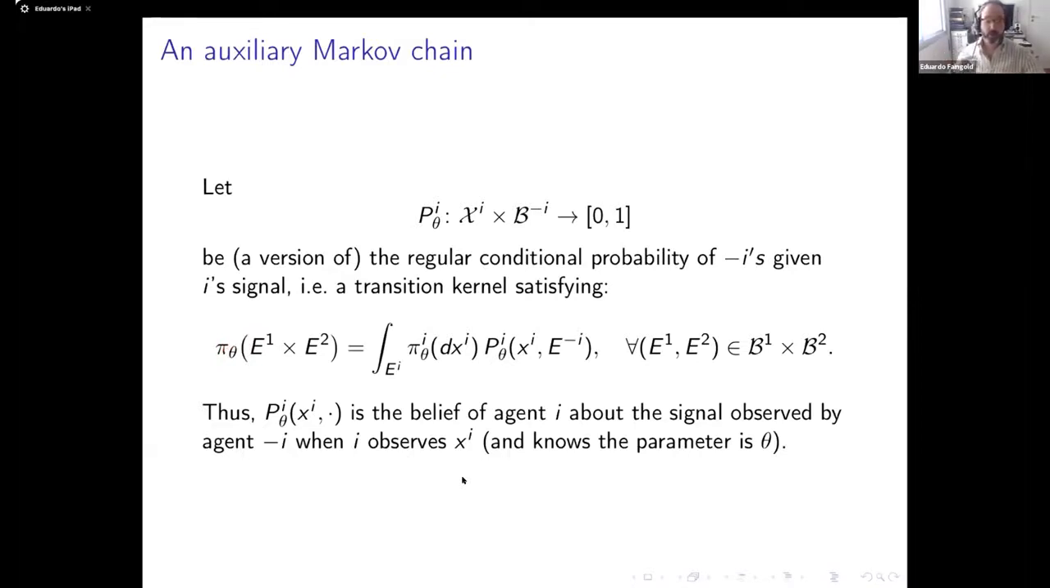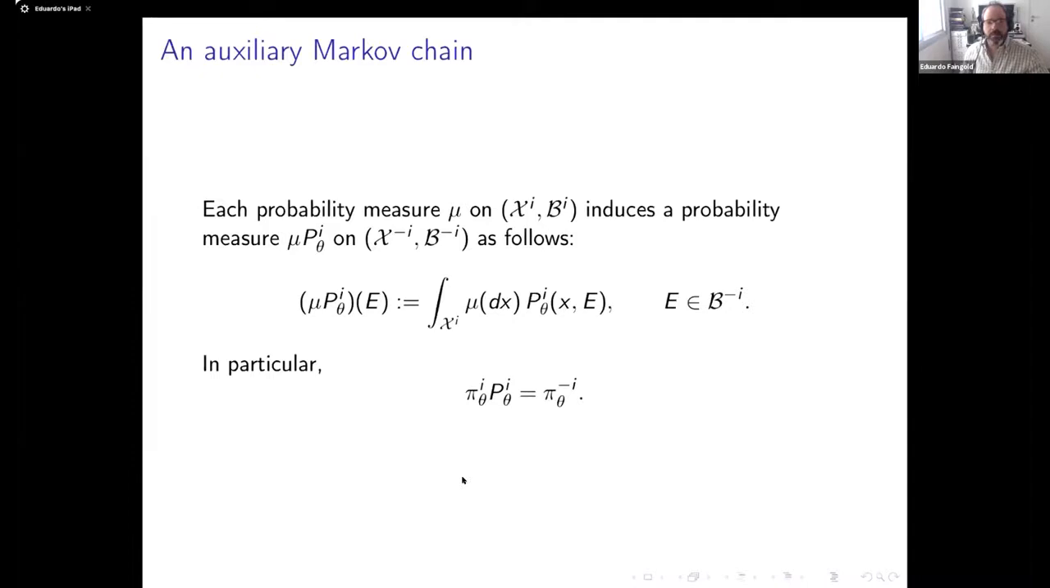So let's assume that they've already learned it, and they're formulating beliefs about the private signals of the others based on their observations of their private signal. I'm going to denote by pi_i(theta) the conditional probability, given agent i's signal, of the signal of the other player. So pi_i(theta) given a realization xi of i's signal is the belief of agent i about the signal observed by the other agent when he observes xi and knows the parameter theta. Of course, he won't know the parameter theta, but he's going to get pretty close to knowing it.